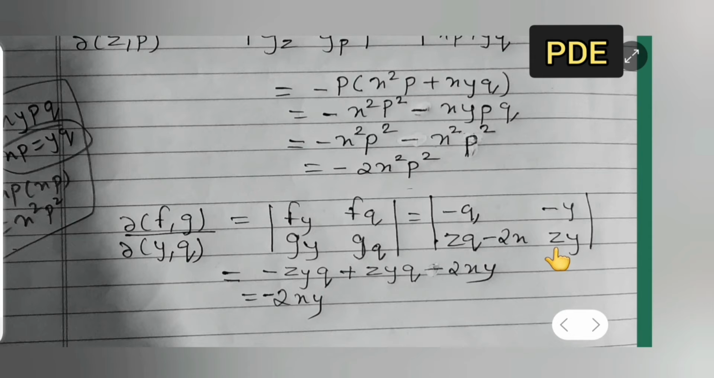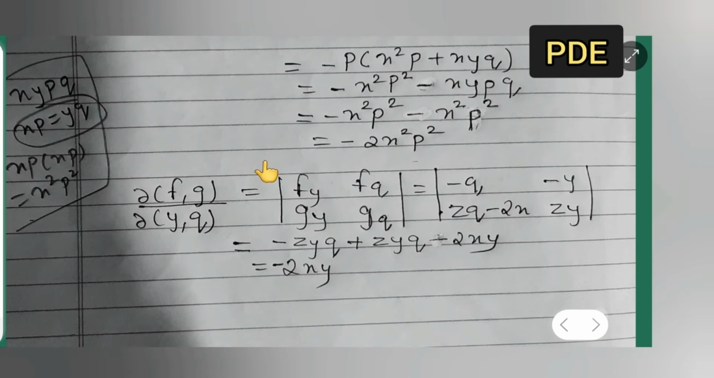Next, what you all are going to do is minus q zy, write it over here, plus, so minus and minus will be plus, so it will be zqy minus 2xy, where this term will get cancelled. Finally what you all are going to get is minus 2xy. Okay, next, let us see.